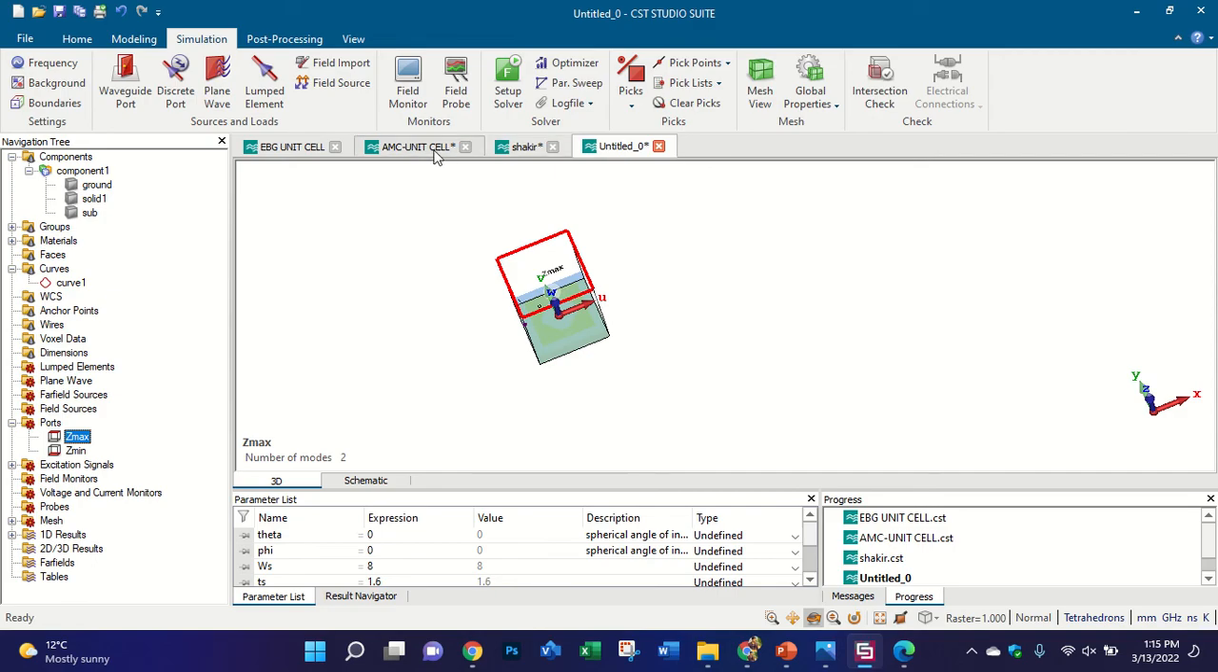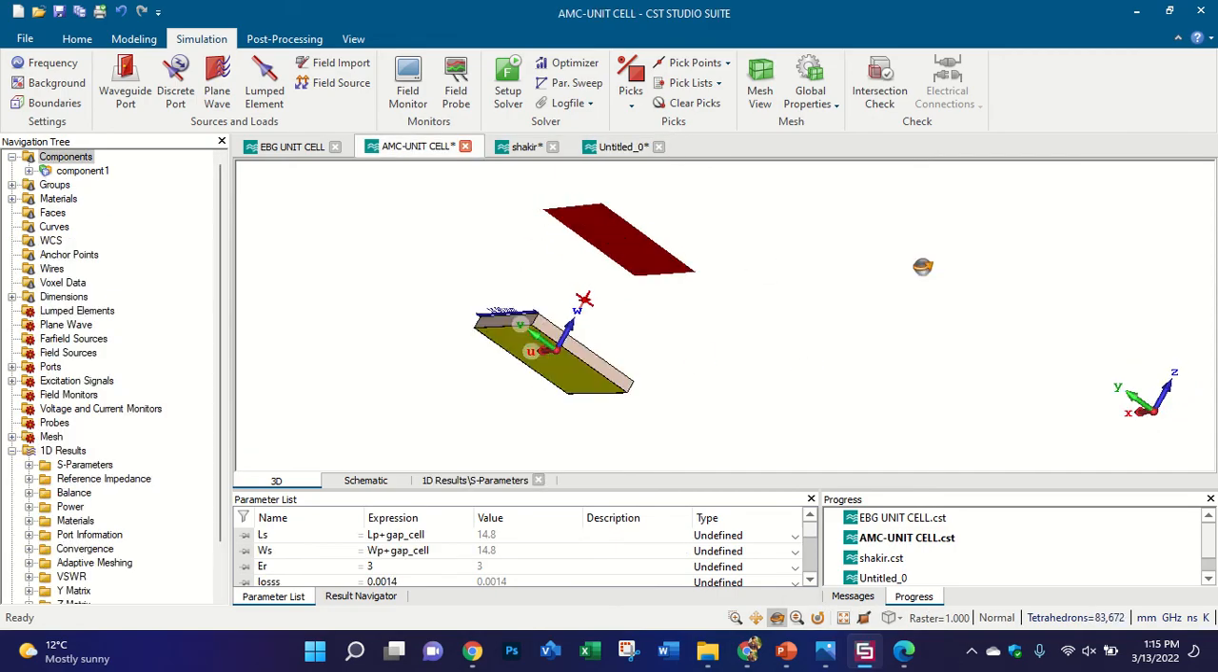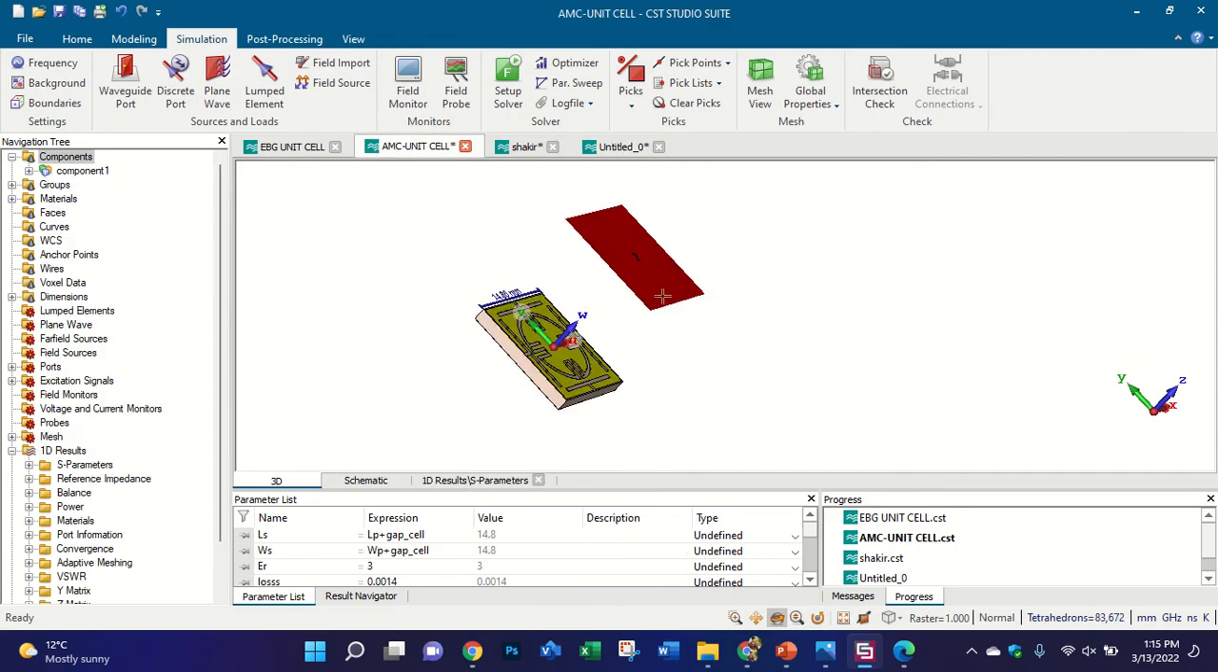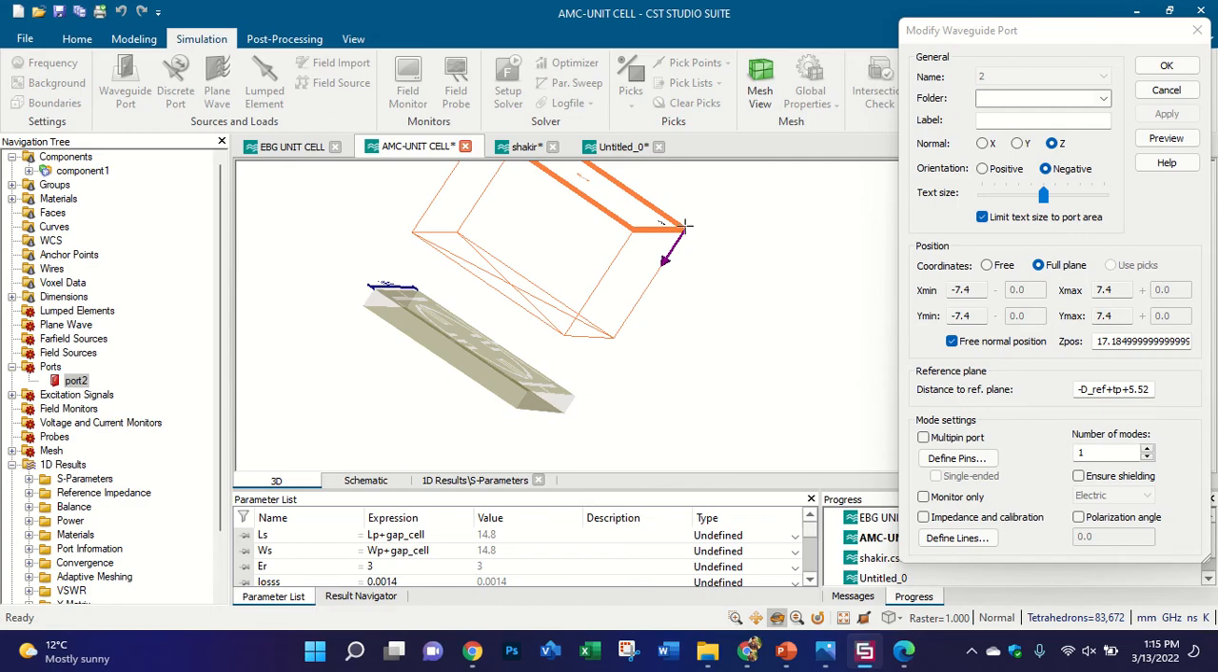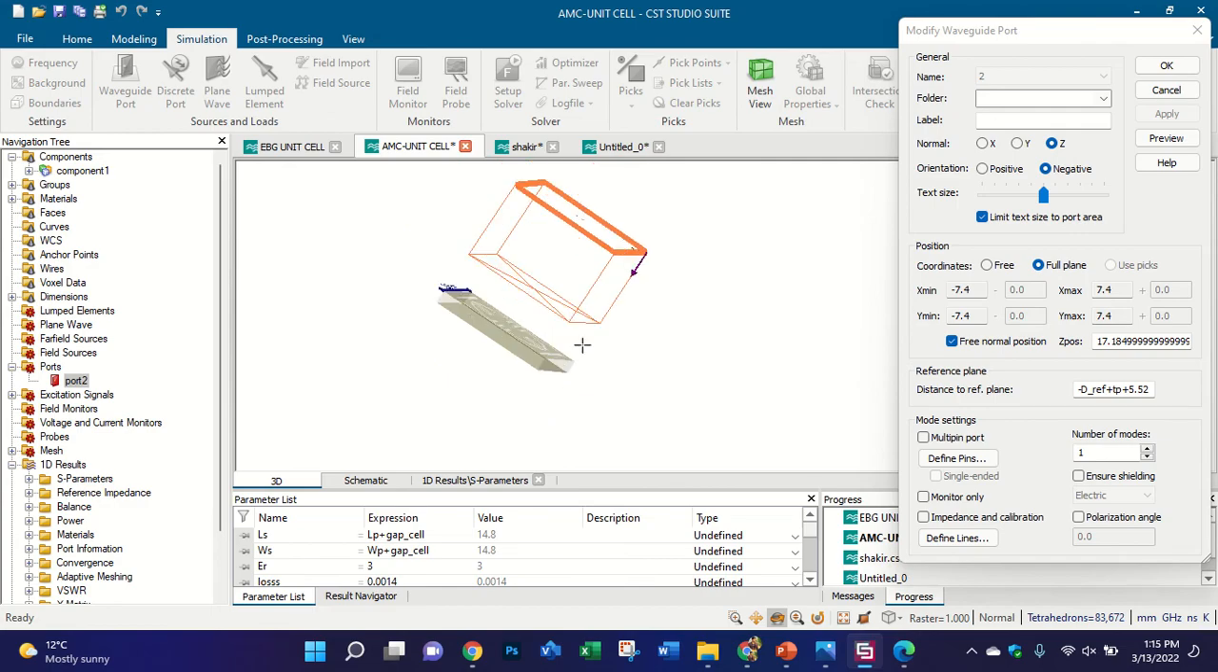Okay, let me share one more thing. In this case you have a port in front of the radiator, and there is a formula for the distance of this port from the radiator. So this is the formula. I will share the CST file with you, and you can calculate with the formula. Here we have a D reference. TP means thickness of the patch. Where is the D reference? Here, this one.